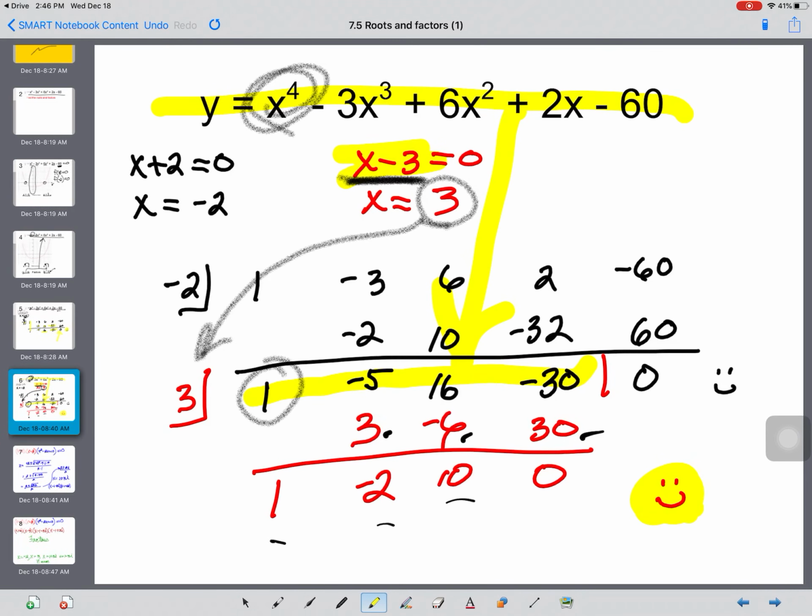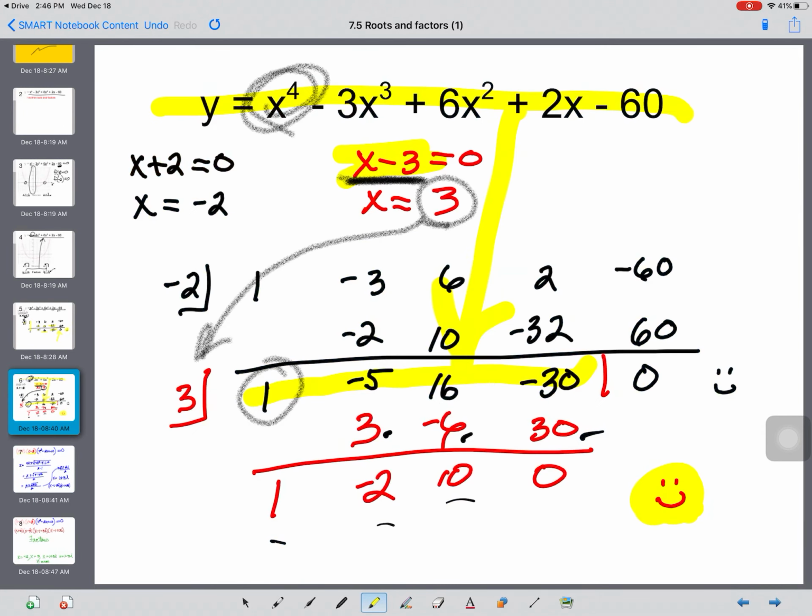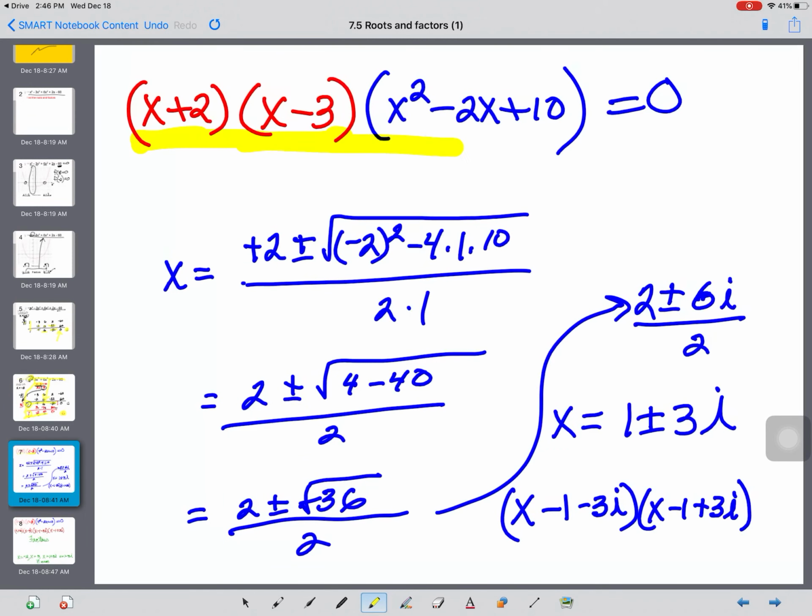So what I've got so far is x plus 2, x minus 3. Now, when I did this division, let me go back. Look at what the answer was. I started at x to the fourth, then this would be an x to the third, and this answer is an x to the second. So that's 1x squared minus 2x minus 10, and that's what I've got here.